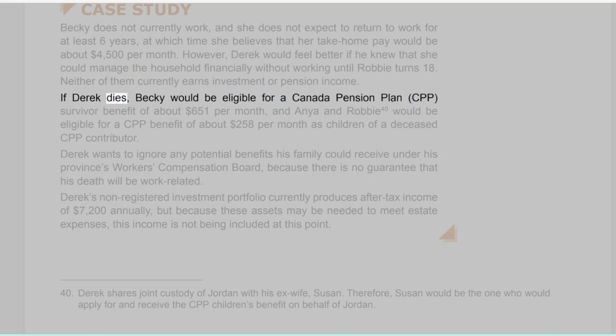If Derek dies, Becky would be eligible for a Canada Pension Plan, CPP, survivor benefit of about $651 per month, and Anya and Robbie would be eligible for a CPP benefit of about $258 per month as children of a deceased CPP contributor.